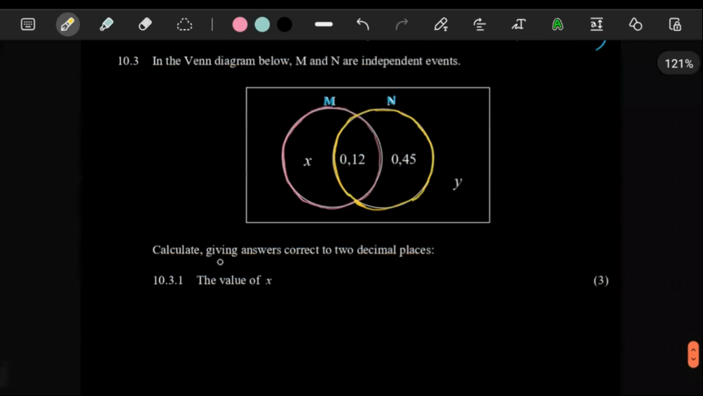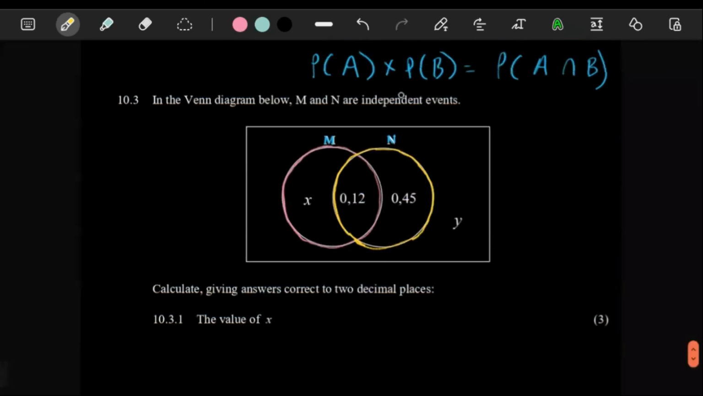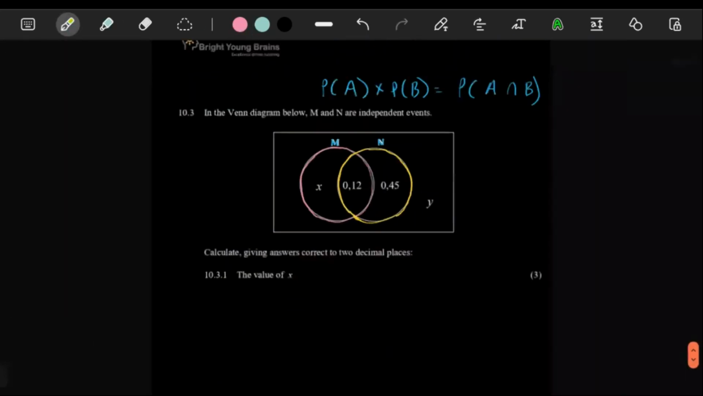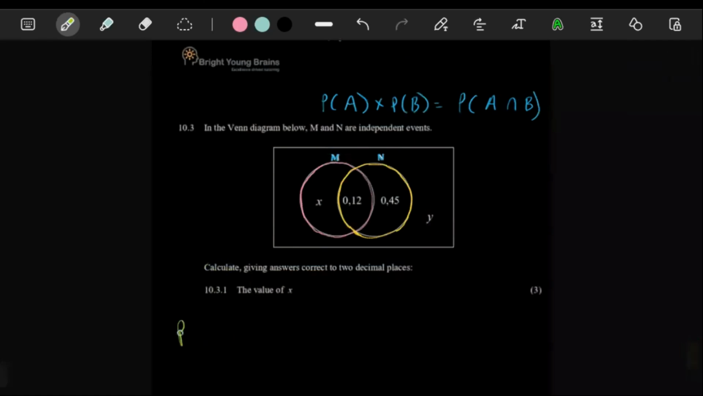It says you calculate, giving answers correct to two decimal places, the value of x. Getting the value of x here for 3 marks, we don't want to overthink it. We just have to make use of this law: the probability of A times the probability of B is equal to the probability of A and B. We can rewrite this using our two events, M and N. So the probability of M multiplied by the probability of N is equal to the probability of M and N.